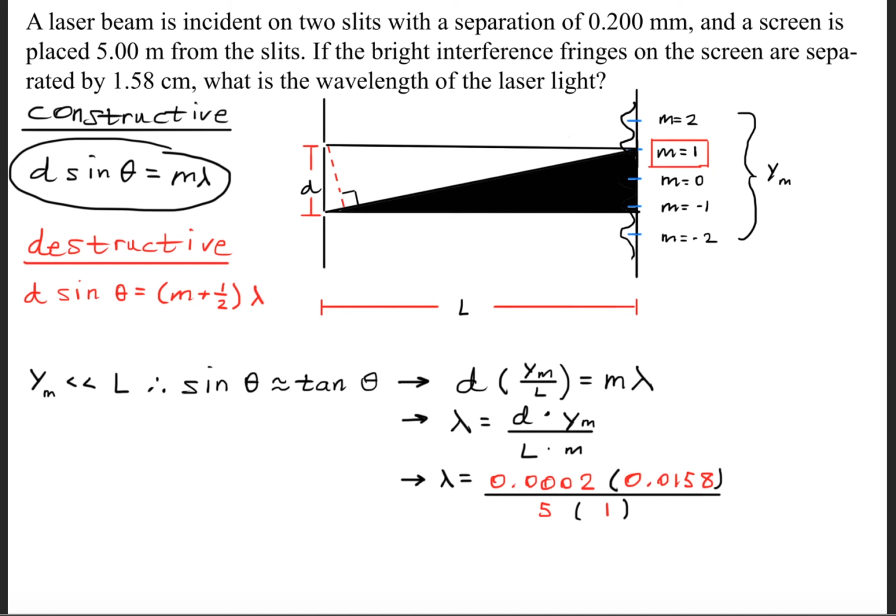Now we'll rearrange the formula to solve for the wavelength, and when we plug in our numbers, just make sure that you convert all of these centimeters and millimeters into standard units of meters. You'll find that you'll get a wavelength of 632 nanometers. And if you're curious what color this is in the visible light spectrum, it is the color red.